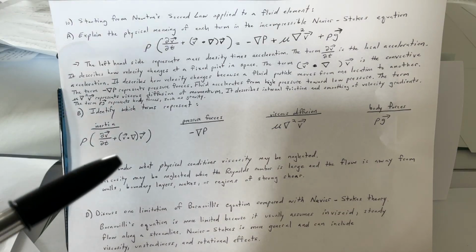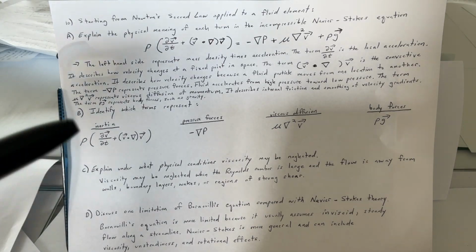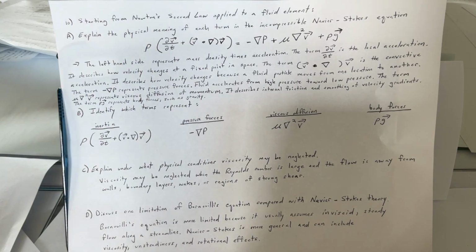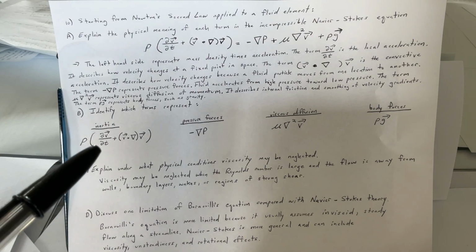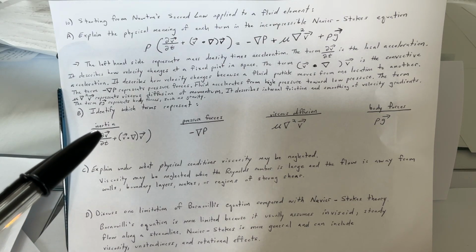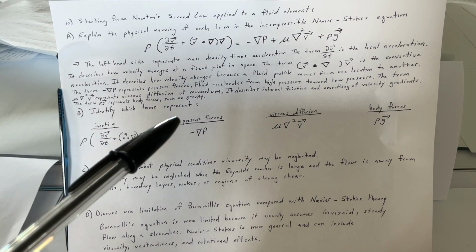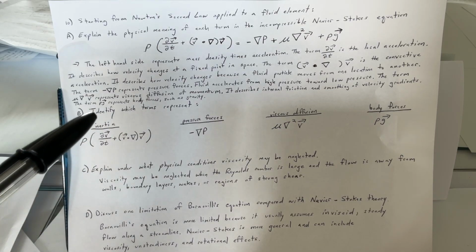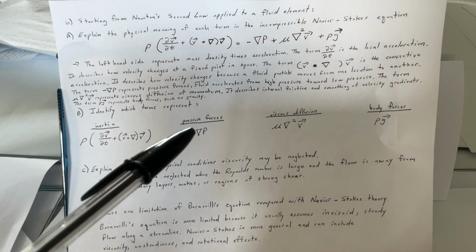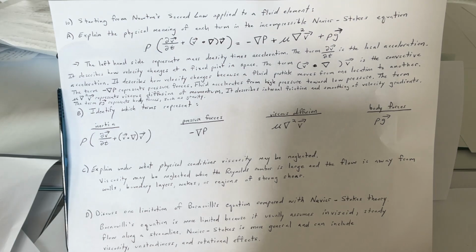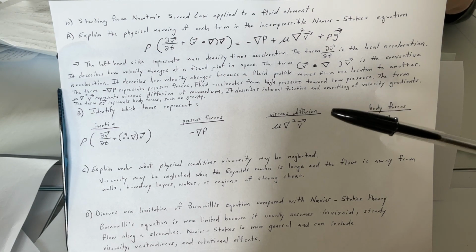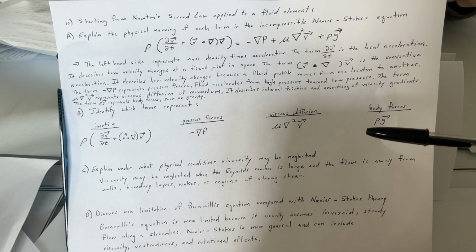For part B, it's just an elaboration again. I'm just identifying again. For part B, identify which terms represent each. Here are the terms: inertia, pressure forces, viscous diffusion, and body forces. Well, the body forces we just talked about, such as gravity, that's that rho times that gravitational vector there.